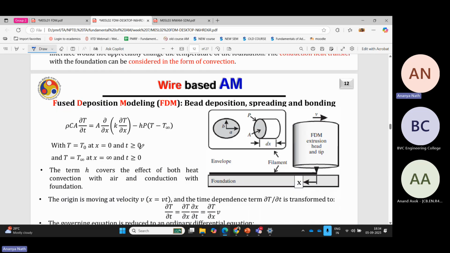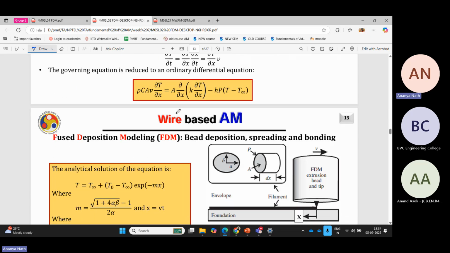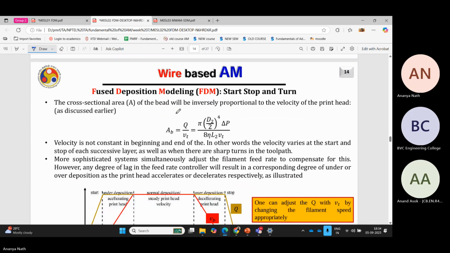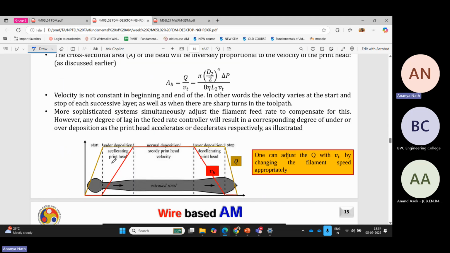A few equations prove what you are claiming, using the mass transfer and heat transfer formulas. Now, there is another very important point: start, stop, and turn. When you start the process, because of the inertia, there can be this bulk. Then, because of the acceleration, your bead will be lower in thickness. After some time, it will be stabilized, so you will get an overall almost same thickness and width of the bead.